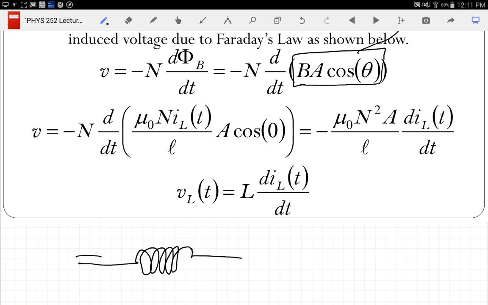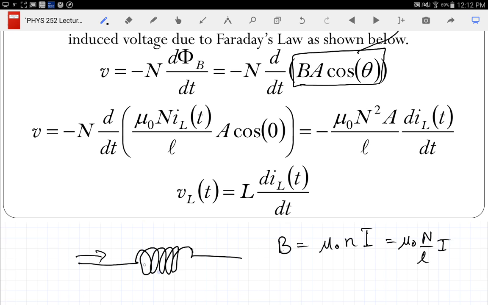And so if you put a current through here, that current creates a magnetic field. So the current creates a magnetic field that's going to be B equals mu naught times the number of turns per meter times I, or mu naught N over L times I. So that tells us what the magnetic field will be that is created inside of a coil.